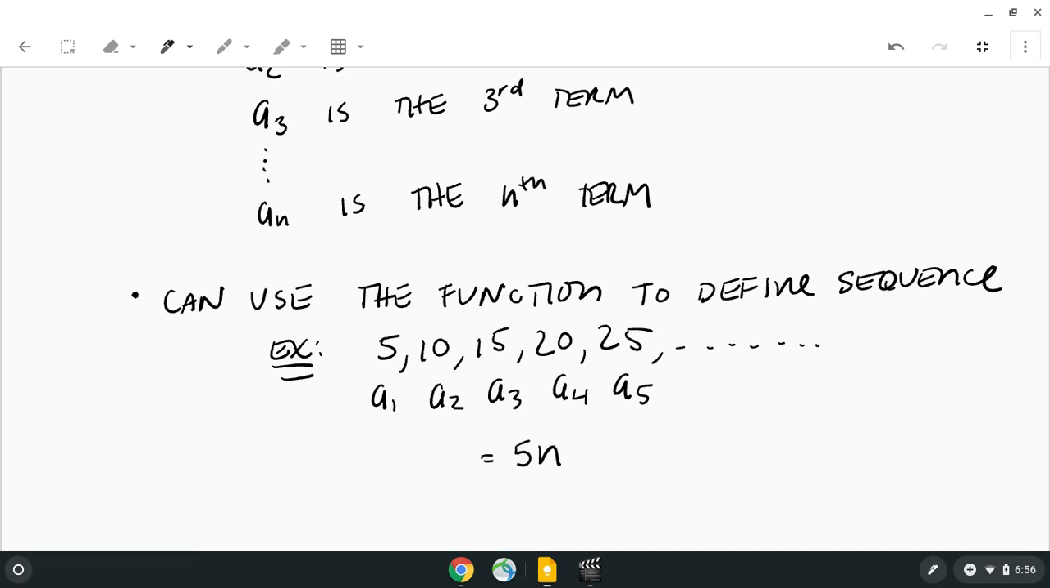But instead of using function notation, instead of saying f of n, we don't use that. We're going to use this instead.